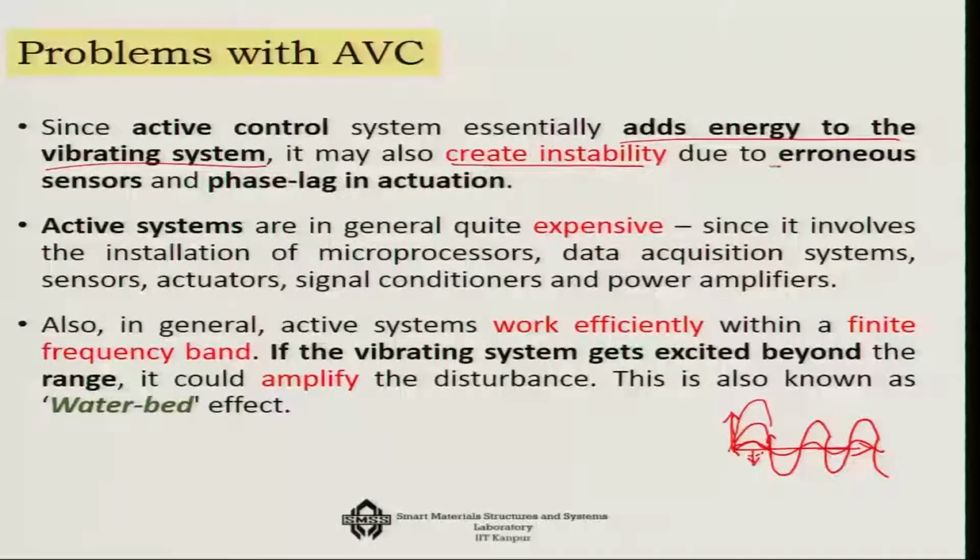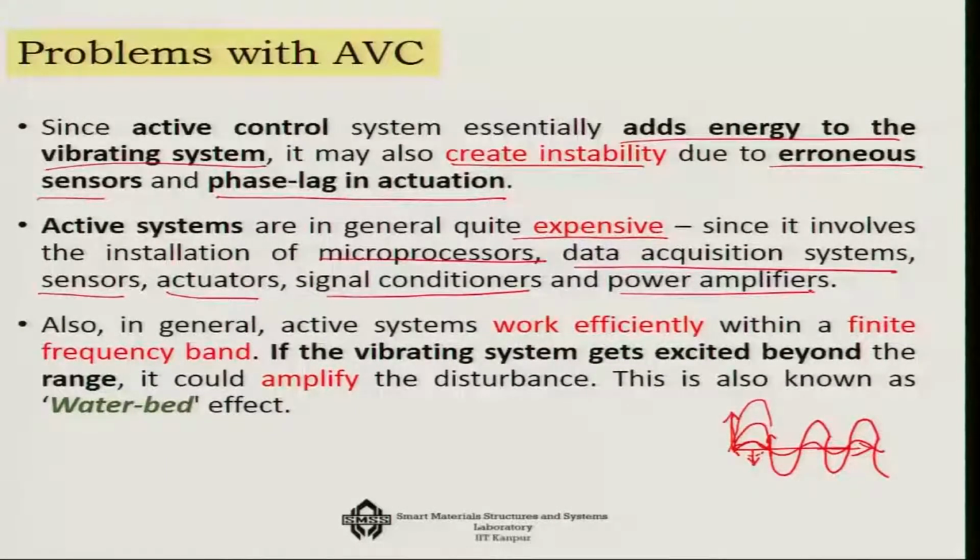This happens generally if there is an erroneous sensor or there is a phase lag in terms of actuation. That means actuation is working slowly, instead of quickly actuating the system, it is working with a delay. Then this kind of problem would happen. The other problem with AVC is that these systems are generally quite expensive, because you now need a set of sensors, microprocessors, and data acquisition systems, along with the actuators, signal conditioners and power amplifiers. So, it is a quite expensive system.